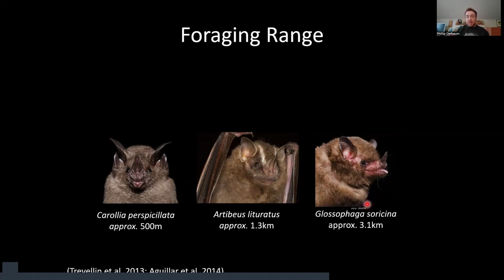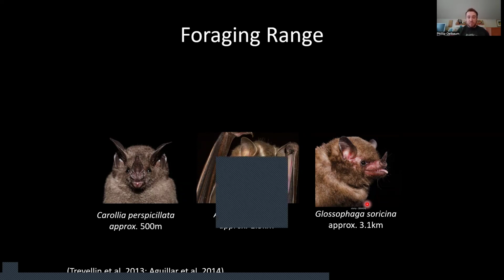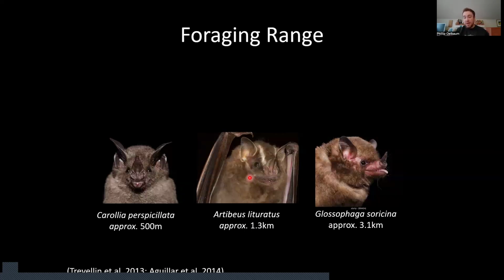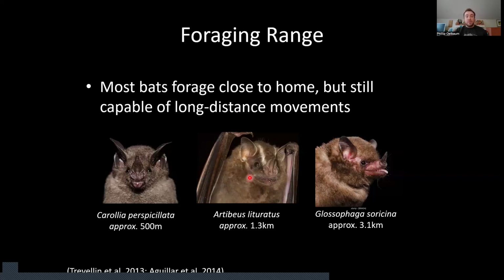Glossophaga soricina, in this case, this study said that their approximate home range is about 3.1 kilometers in any given direction. So even though they're a much smaller animal, they fly about double the distance of a much bigger bat in Artibeus lituratus. But they're also capable of doing these long distance movements. So even though we can think about their spatial niche as being sort of within these bounds, they often will, or occasionally will, step beyond that.